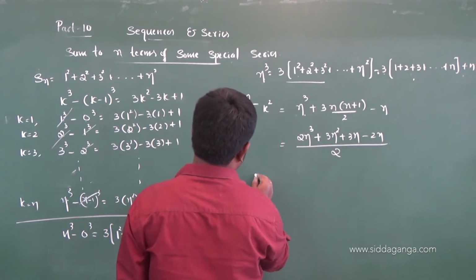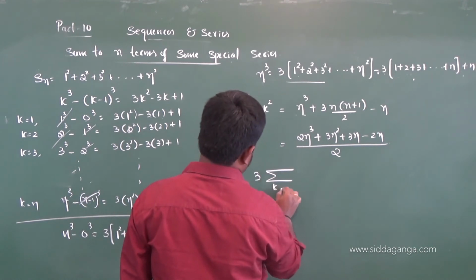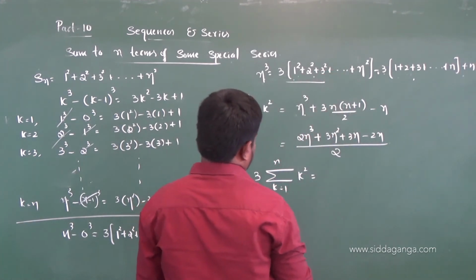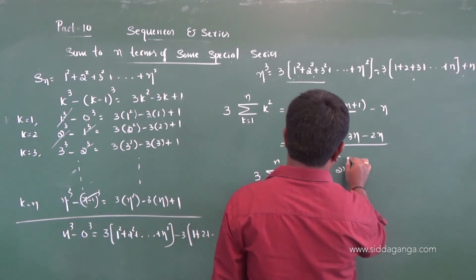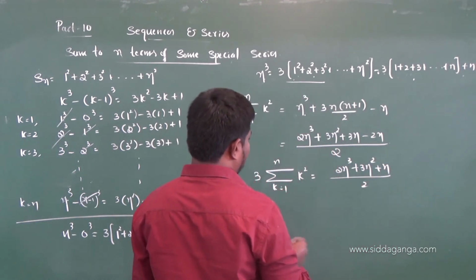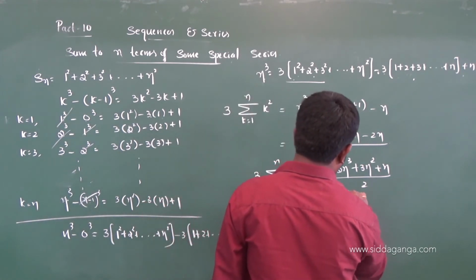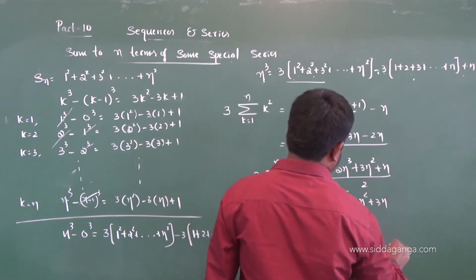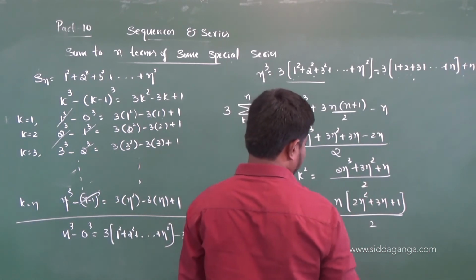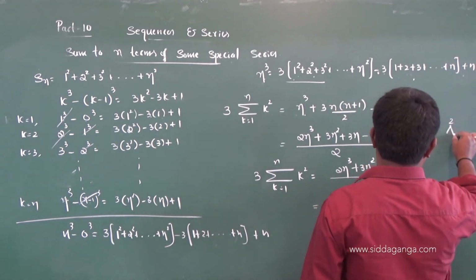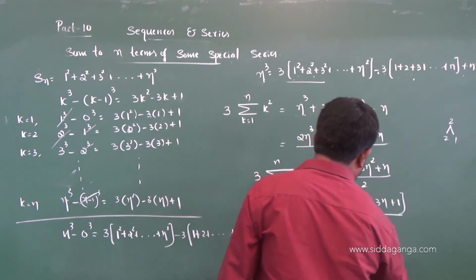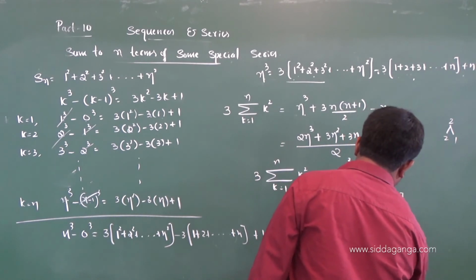So, you get what? 3 into summation k is equal to 1 to n, that is what we are going to find. K square is nothing but 1 square plus 2 square plus 3 square till n square is equal to 2n cube plus 3n square plus n by 2. I am going to take n outside. If you take n outside, what do you get? N into 2n square plus 3n plus 1. So, on factorizing this, you get what? Two ones are right. So, you get n into 2n square plus 2n plus n plus 1 by 2.